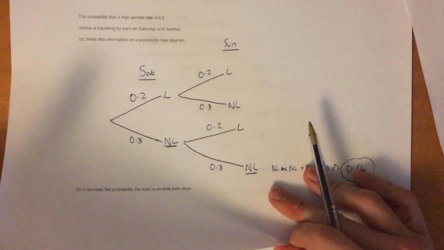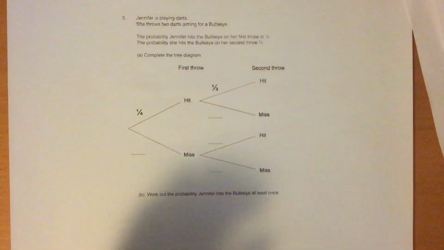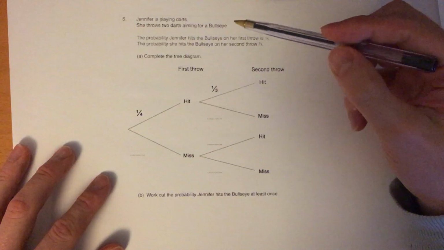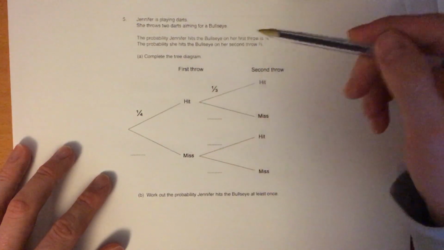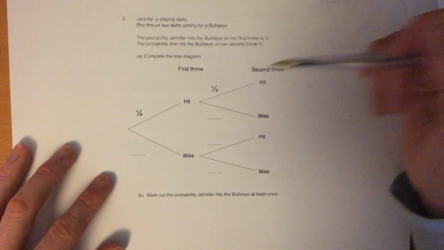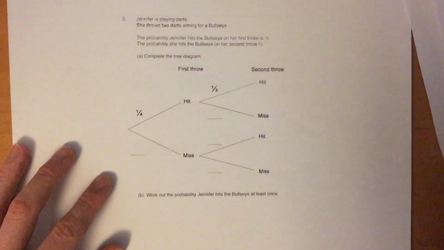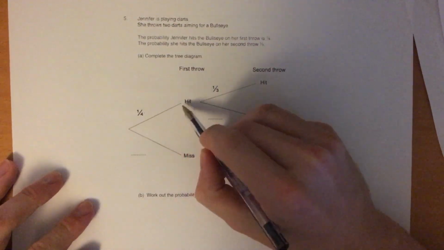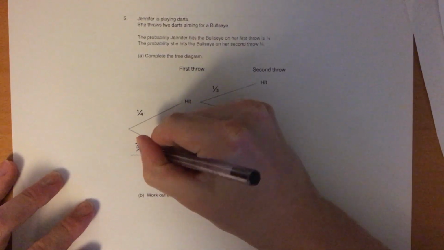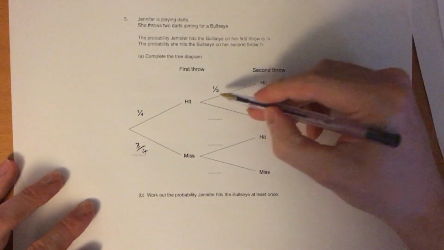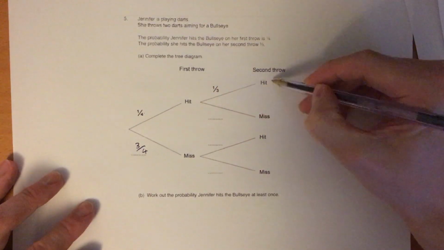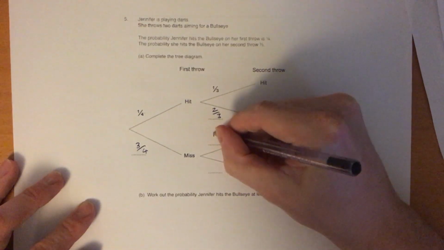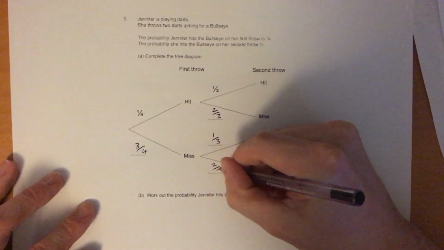Right, last one's a little bit trickier. So Jennifer is playing darts. She throws 2 darts aiming for bullseye. The probability Jennifer hits the bullseye on her first throw is a quarter. Probability of hitting on a second throw is actually a third. Complete the tree diagram. Now again, you know, first throw, one out of 4 to hit, so it must be 3 out of 4 not to hit. Hit a second throw, she's actually 1 out of 3 to hit, so this one must be 2 out of 3. And because this is all about her second throw, this is 1 out of 3, so this also must be 2 out of 3.